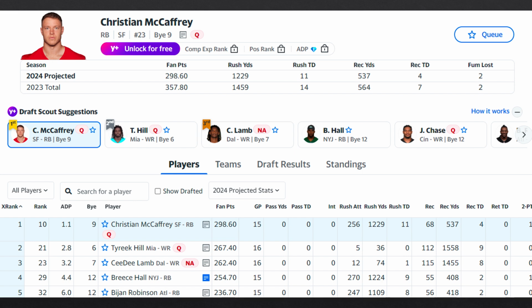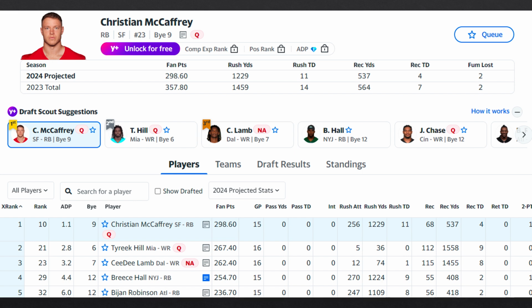So basically how they did in 2023. And you could see at the top here, under the picture of Christian McCaffrey, we have his 2024 projected. And then below that, we have his 2023 total. So when you're looking at this, you're going to want to see how he did last year, as well as what he's projected to do this year. And that can help you determine his total value.